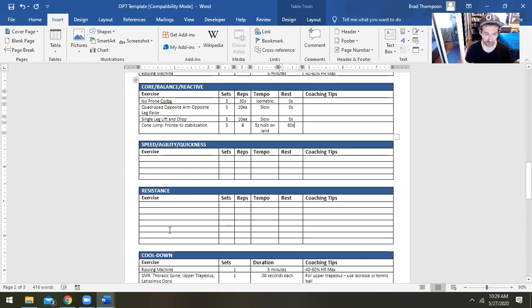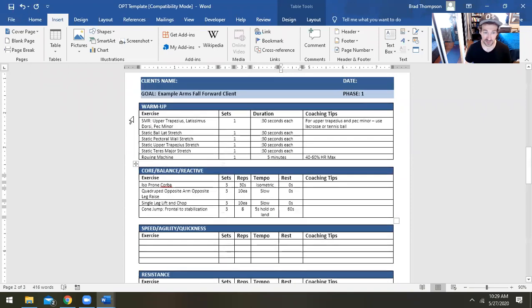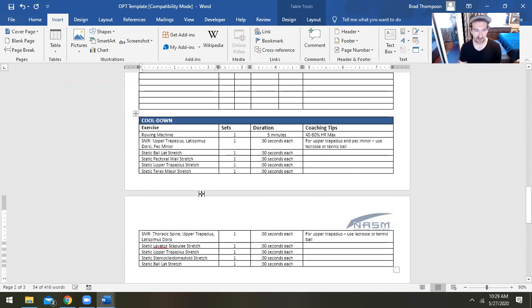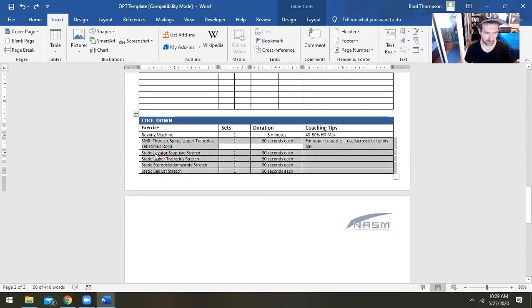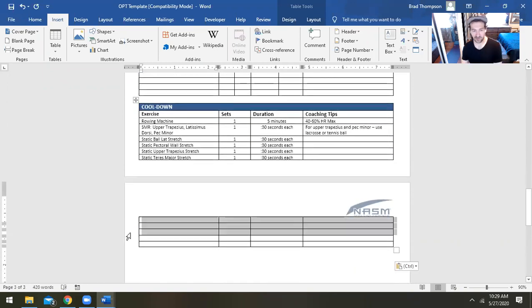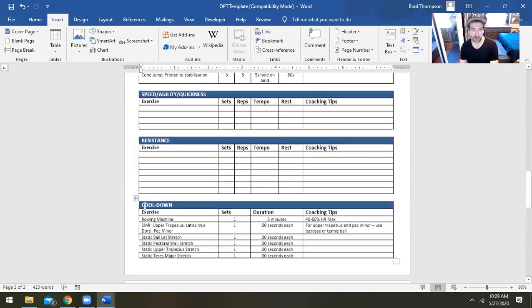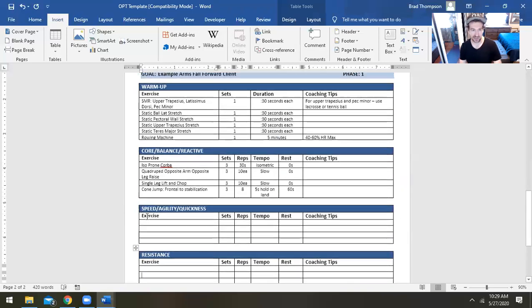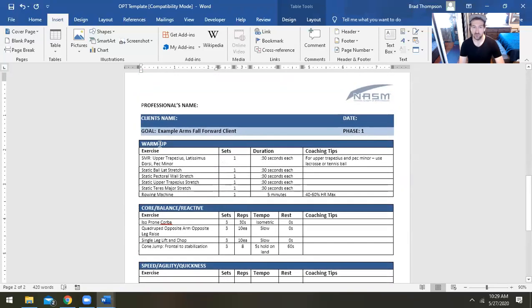Cool. And there we go. That's a very simple but not ineffective warm up and movement prep for clients who have those postural distortions that we expect to see, right? Arms falling forward. Basically, you're looking at tight pecs and tight lats at its most basic, with the upper traps being somewhat relevant there.